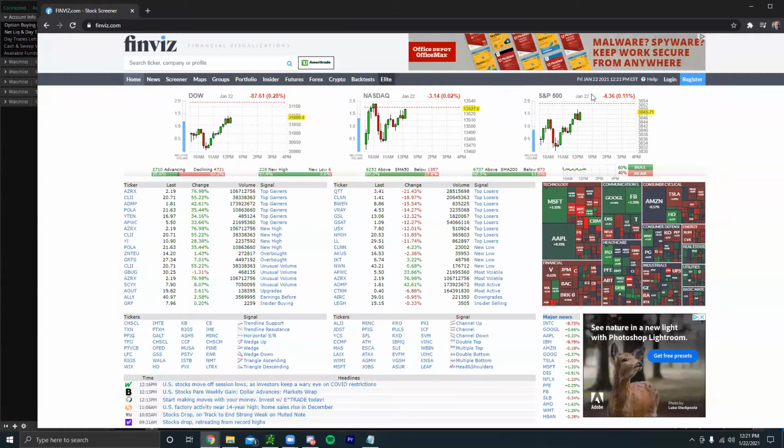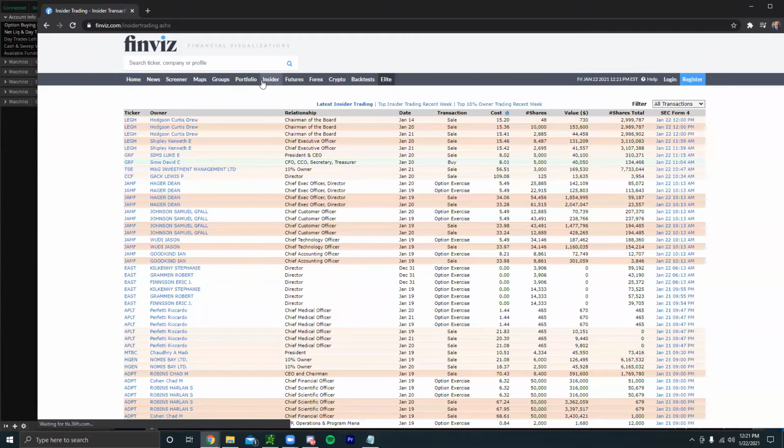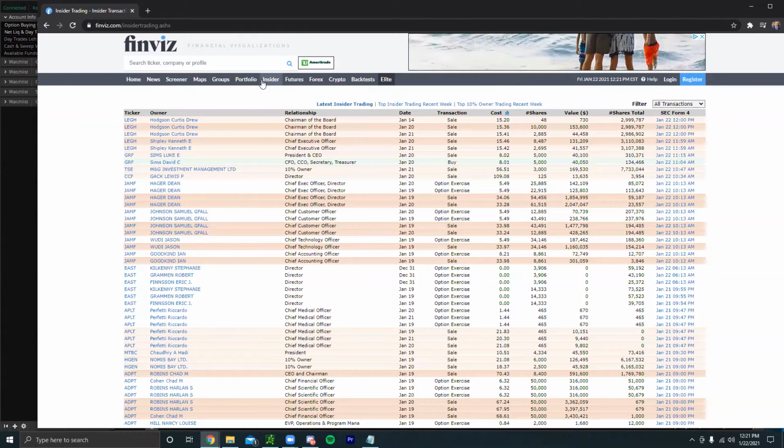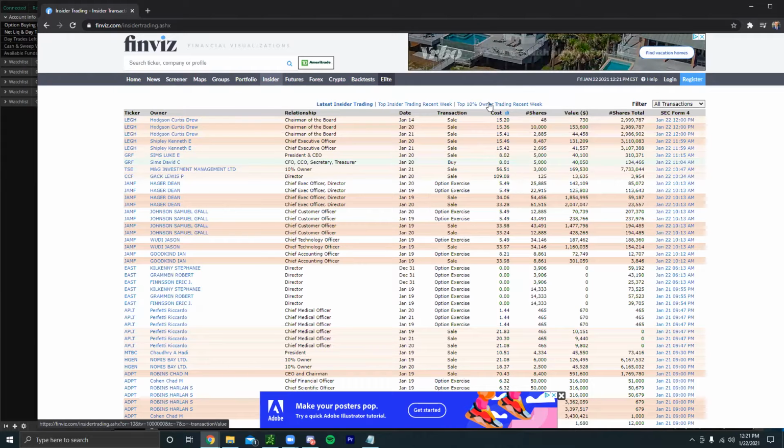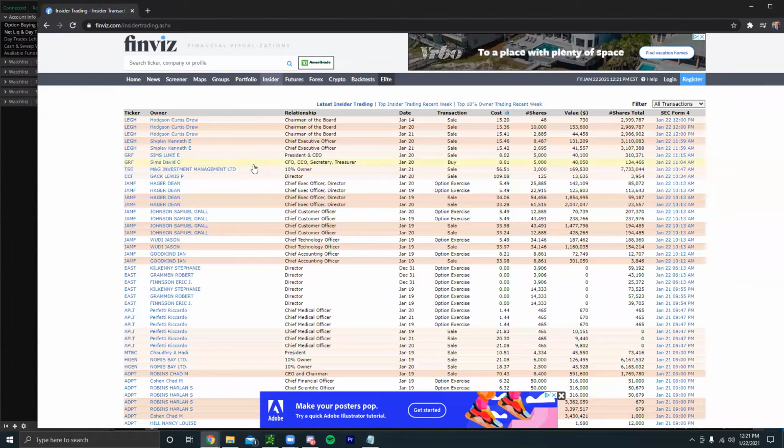So the first thing you're going to want to do is head over to finviz.com. Once you're there, click the Insider tab. Once you click that, we can see that there's like three subcategories. We have latest insider trading, top insider trading, and then top 10% owner trading. Personally, I like the last two the best, and I'm going to show you why in a second.